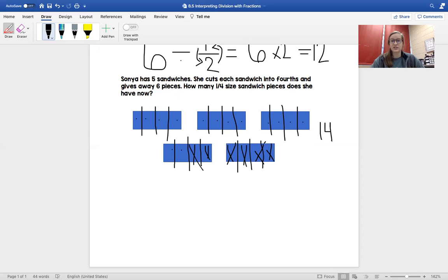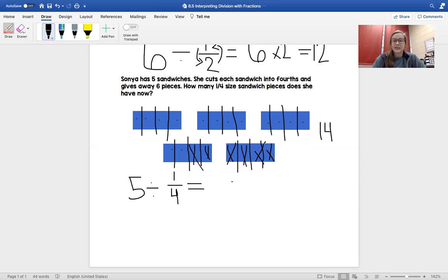If you wanted to solve this using an equation, you would still start with 5 sandwiches, and then you know that she is splitting or dividing them into fourths. So you're going to divide by 1/4th. And it says she gives away 6 pieces, but you've got to find this answer first. And once we find this answer, then we will subtract 6. Because that tells us 5 divided by 1/4 will tell us our total number of pieces. And then we need to take away 6 of those pieces because that is what Sonia is giving away.